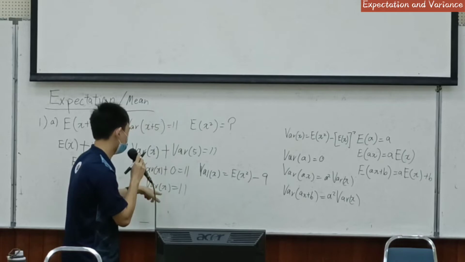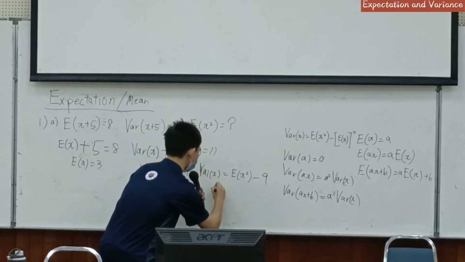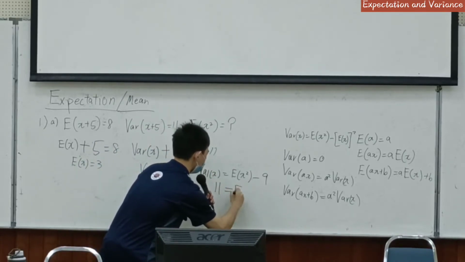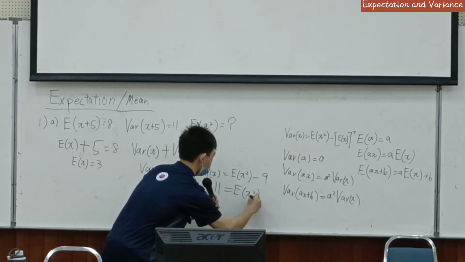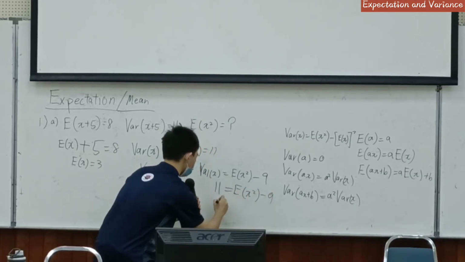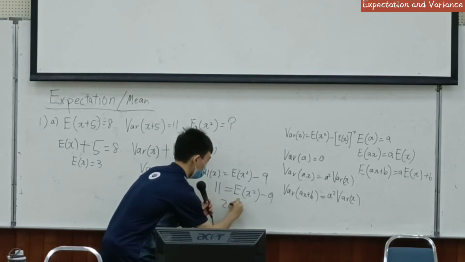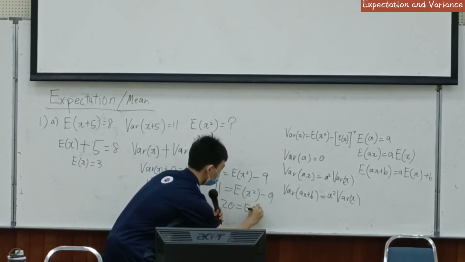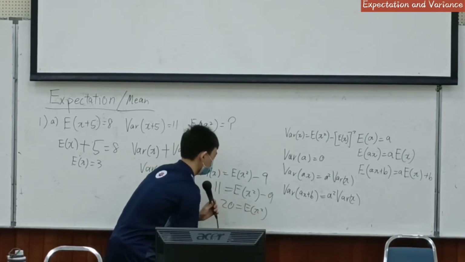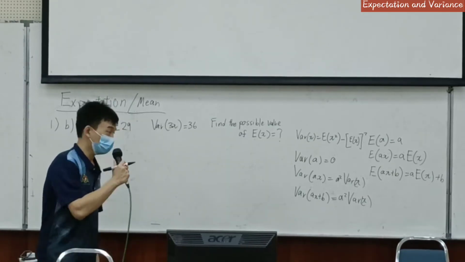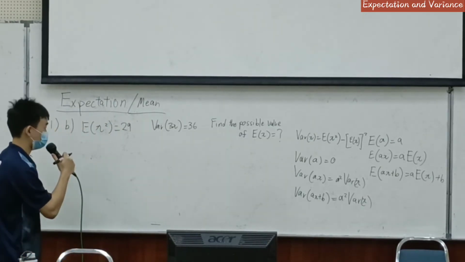So the variance of x equals 11. So 11 equals E(x squared) minus 9. So summing up, 20 equals E(x squared). So let's move to the next question.